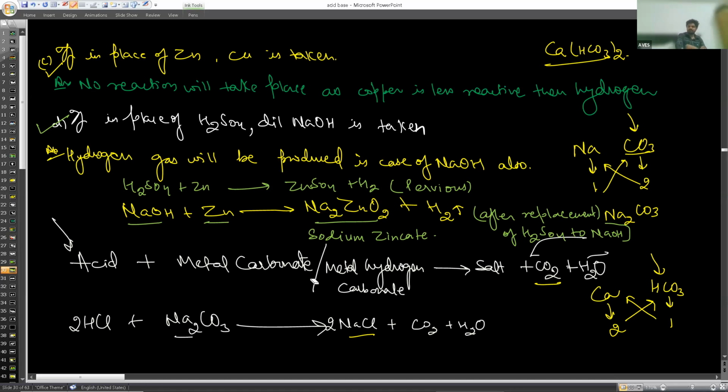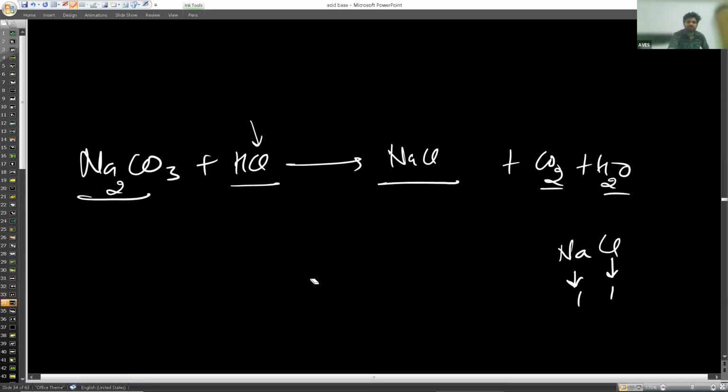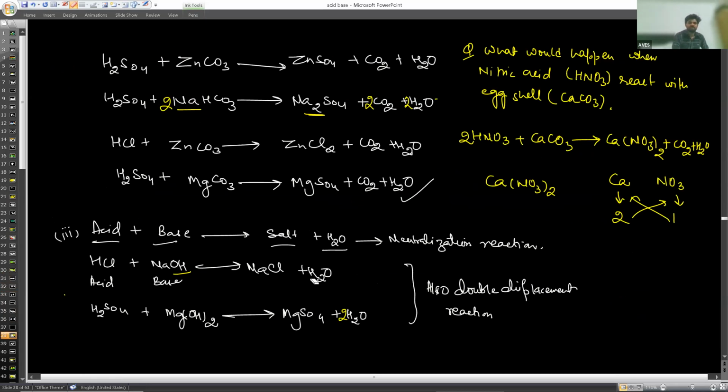Then, okay, so let's note this one also. Please note down these reactions also. And write down this question also: what would happen when nitric acid reacts with calcium carbonate? So write: nitric acid when reacting with calcium carbonate will give calcium nitrate, carbon dioxide plus water. Note it down.